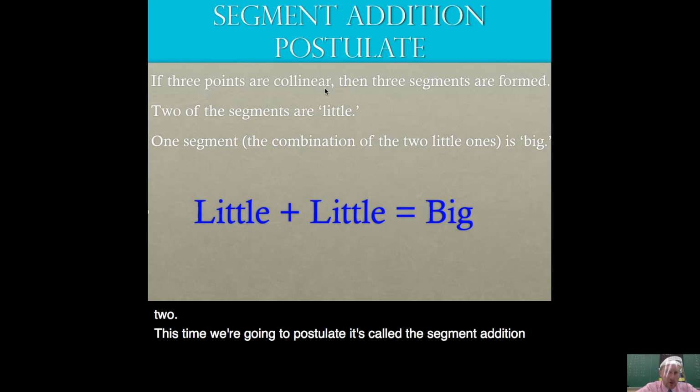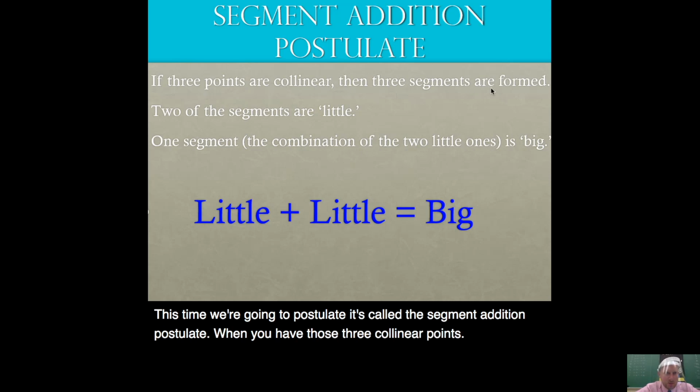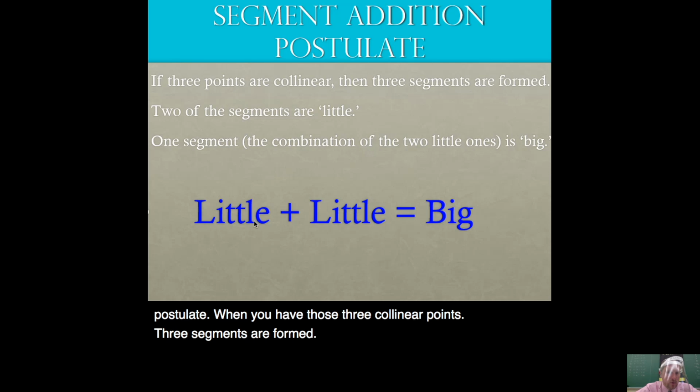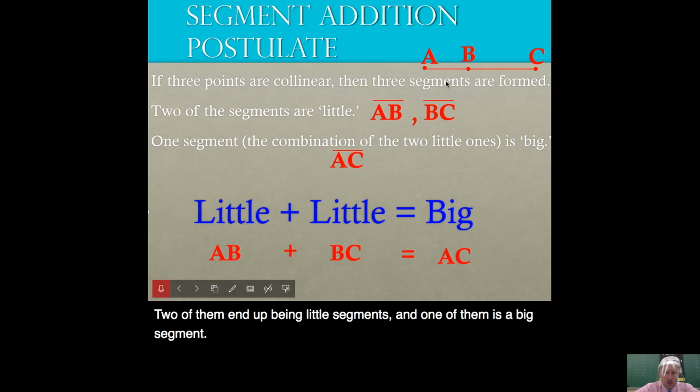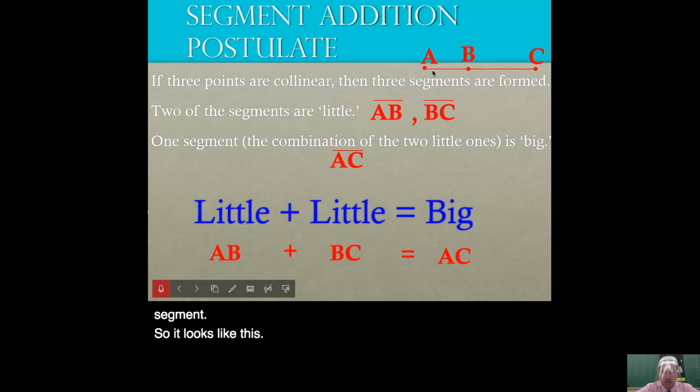When you have those 3 collinear points, 3 segments are formed. 2 of them end up being little segments, and 1 of them is a big segment. So it looks like this. Here's your 3 collinear points. Notice how there are 3 segments there.